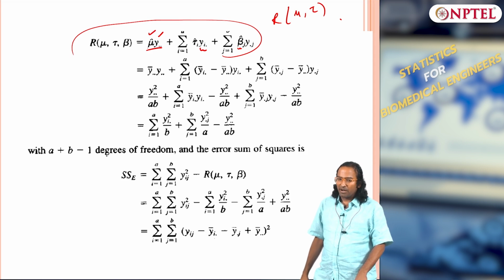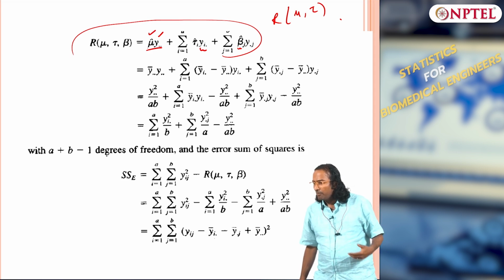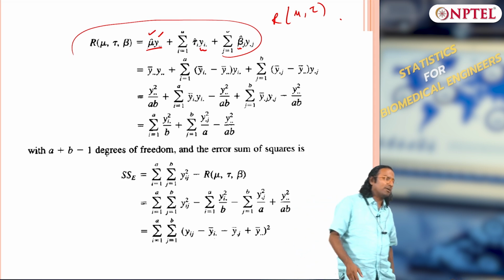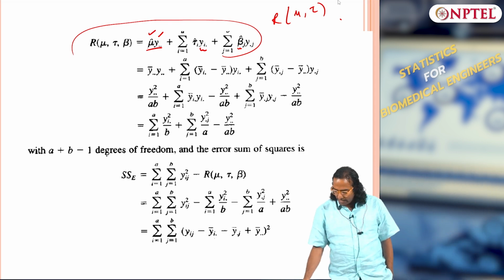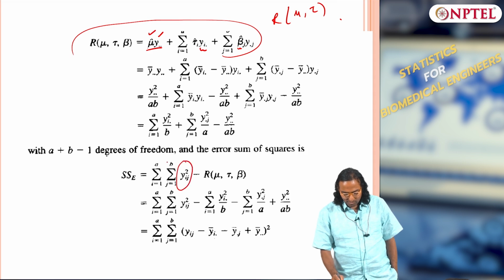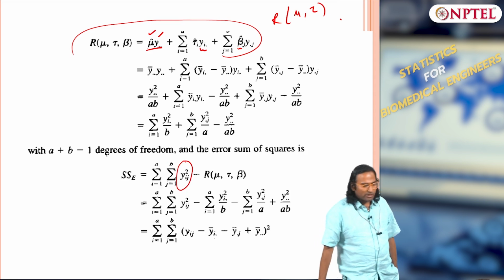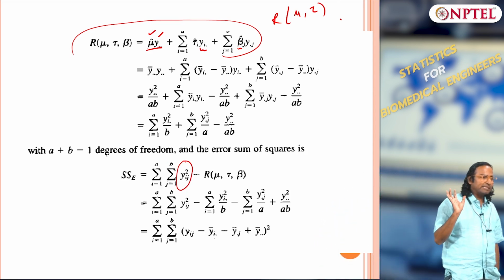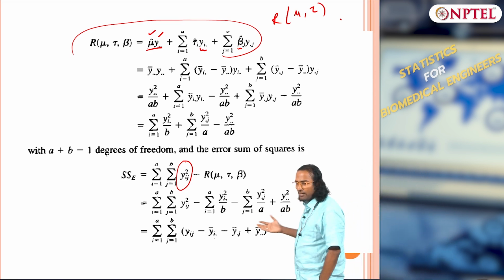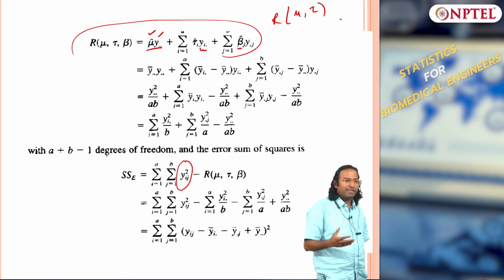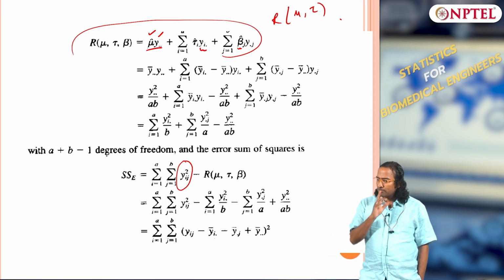Sum squared error is nothing but the overall variability in the data minus the variability explained by the model. The variability explained by the model is R(mu, tau, beta), with tau hat and beta hat, that is here, and the overall variability in the data is the square of the data itself, y ij squared. If you subtract both, you will get the sum squared error. So that is how you derive the equation for sum squared error: the overall variability minus the variability explained by the model by fitting the parameters. Clear? So far so good?